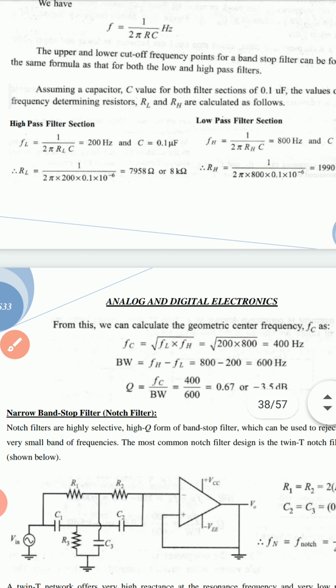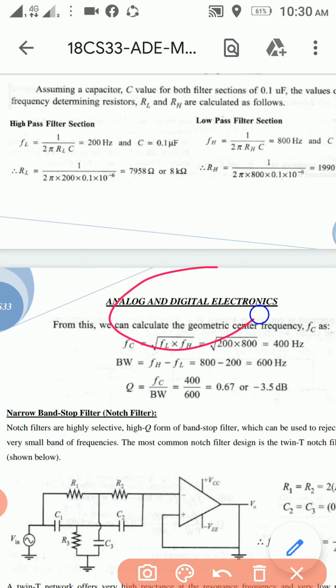So Fc is equal to what? What we are requiring is the geometric frequency. Fc is equal to the square root of Fl times Fh. That is the formula. We know Fl and we know Fh, so substitute them in this formula and we'll get the value of Fc.